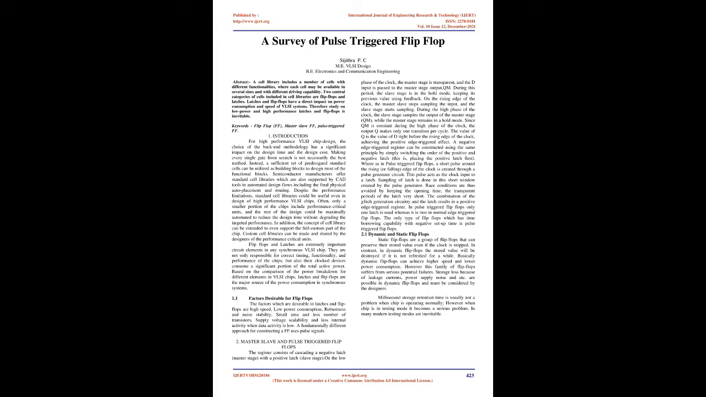Whereas in pulse-triggered flip-flops, a short pulse around the rising, or falling, edge of the clock is created through a pulse generator circuit. This pulse acts as the clock input to a latch. Sampling of the latch is done in this short window created by the pulse generator. Race conditions are thus avoided by keeping the opening time, the transparent period, of the latch very short. The combination of the glitch generation circuitry and the latch results in a positive edge-triggered register. In pulse-triggered flip-flops only one latch is used, whereas it is two in normal edge-triggered flip-flops. The only type of flip-flops which has time borrowing capability with negative setup time is pulse-triggered flip-flops.